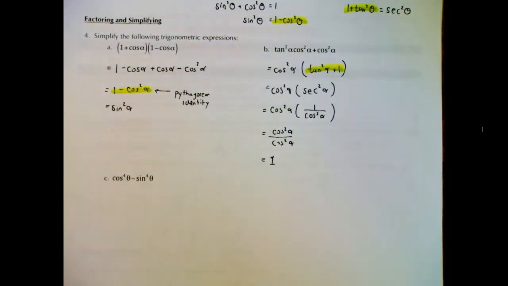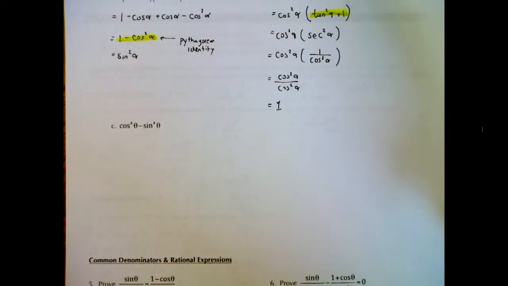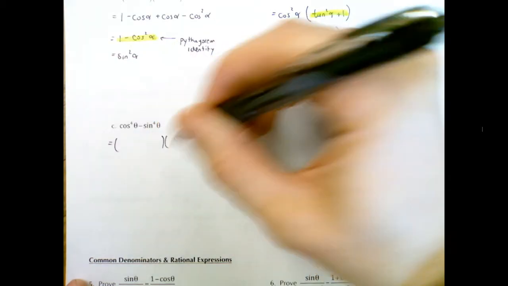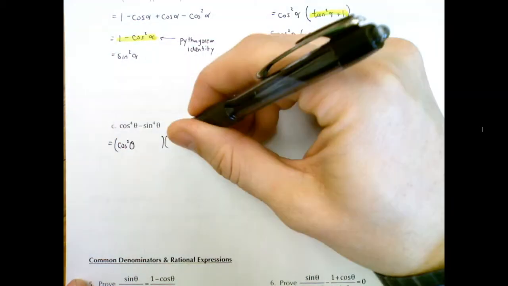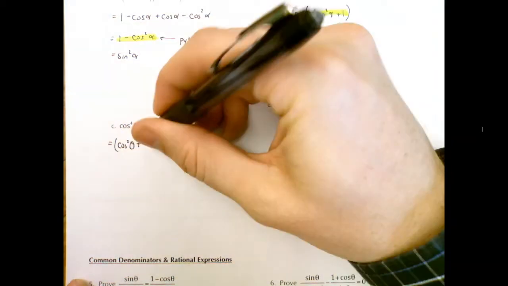All right, one more. We've got cos 4 theta minus sine 4 theta. We have two terms. Both of those terms can be square rooted. We have a difference of squares. So let's factor a difference of squares. If you remember how to factor a difference of squares, it's the square root of the first term, which would be cos squared theta, going first in the brackets. One bracket gets plus, one bracket gets minus, and then the square root of the last term.